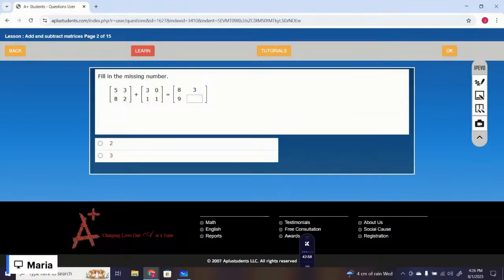Fill in the missing number. So you need to add the second row and second column. Yes, 3 it is. Option number 2 is the correct option. 2 plus 1 makes 3. Option number 2 is the correct option.